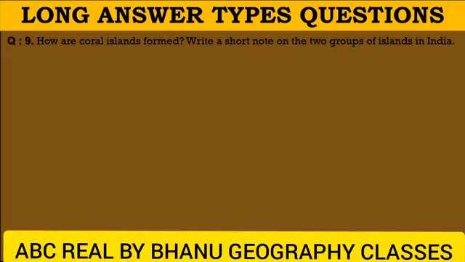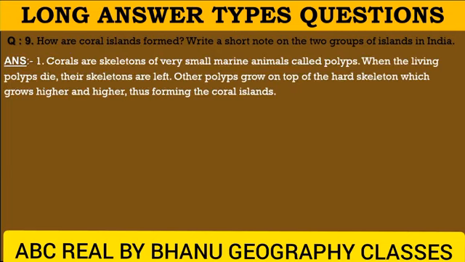Question number 9. How are coral islands formed? Write a short note on the two groups of islands in India. The answer to this question is: first, corals are skeletons of very small marine animals called polyps. When the living polyps die, their skeletons are left. Other polyps grow on top of the hard skeleton, which grow higher and higher, thus forming the coral islands.